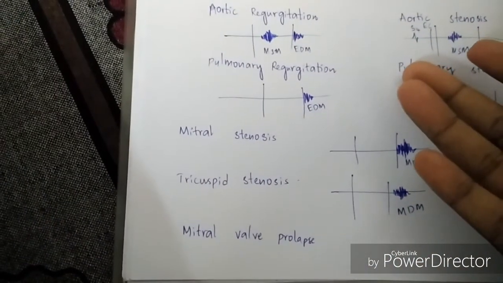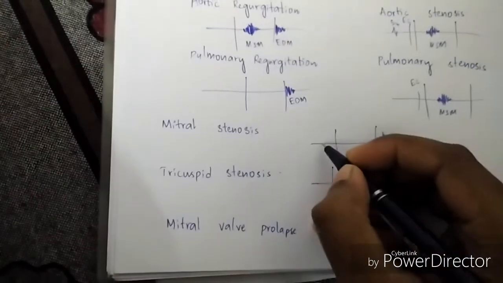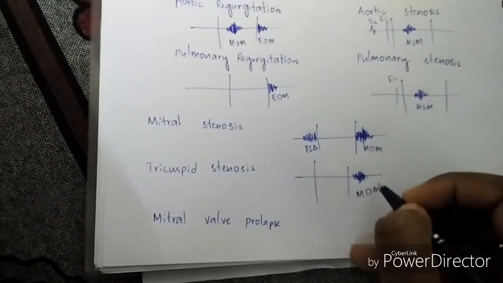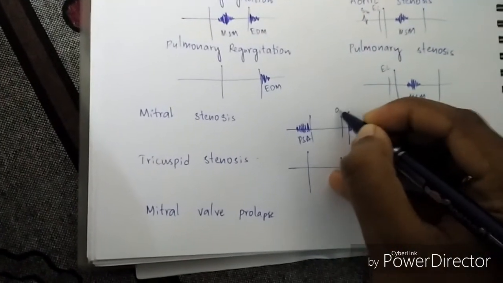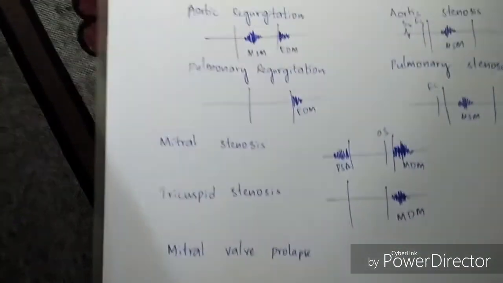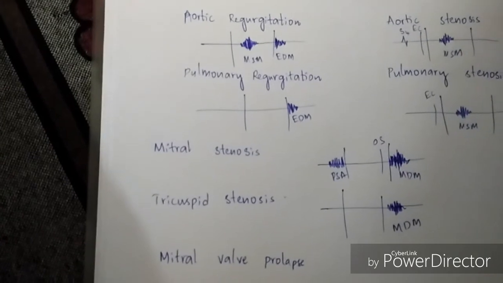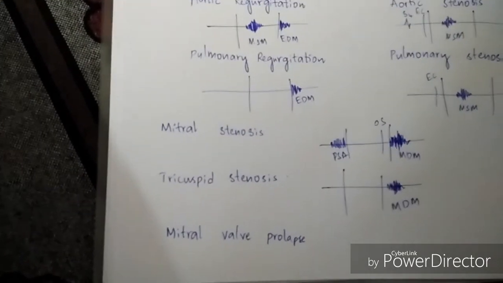Now, according to our rule, mitral stenosis has to have something special. So let's add the special things. There will be presystolic accentuation and there will be opening snap. You have to remember the findings of mitral stenosis whether or not you remember anything else. Presystolic accentuation, opening snap, mid-diastolic murmur.